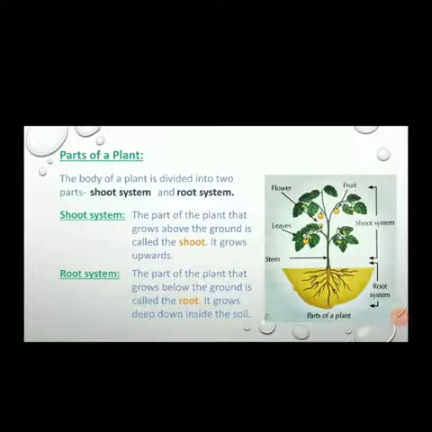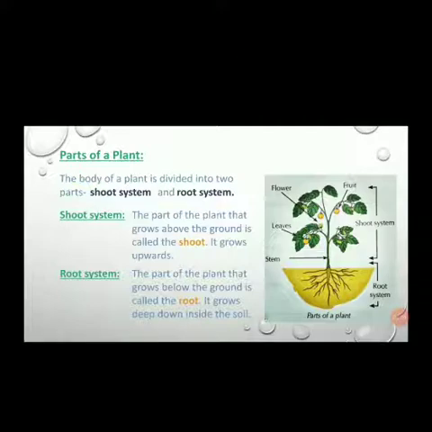Now next is parts of a plant. Children, with the help of this picture given on the right hand side, you can see the body of a plant is divided into two parts, that is shoot system and root system. First we will see the shoot system, the part of the plant that grows above the ground and we can see easily is called shoot. It grows upward. It consists of stems, branches, leaves, flowers and fruits. They together make the shoot system.